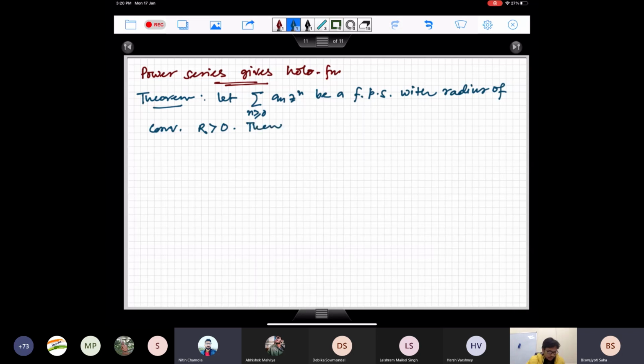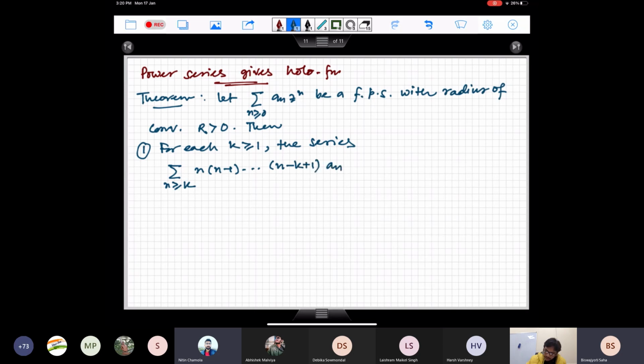Okay, then what's the first thing? Let me write down. Then the first thing is that for each k bigger than or equal to 1, the series, or the formal power series, whatever you want to say, sum n bigger than or equal to k of n(n-1)...(n-k+1) a_n z^(n-k) also has radius of convergence r.